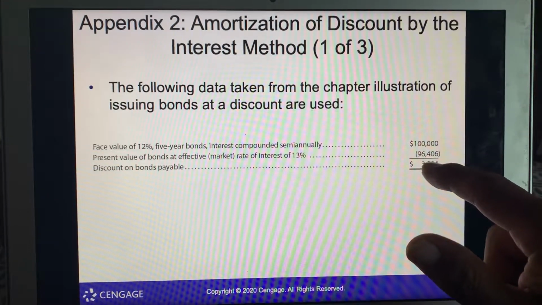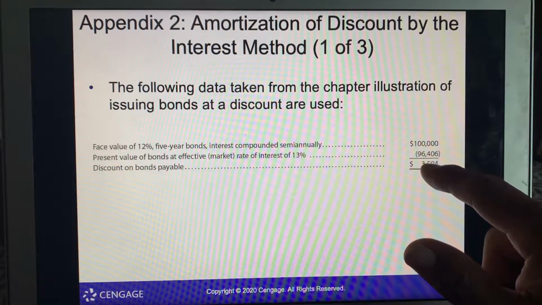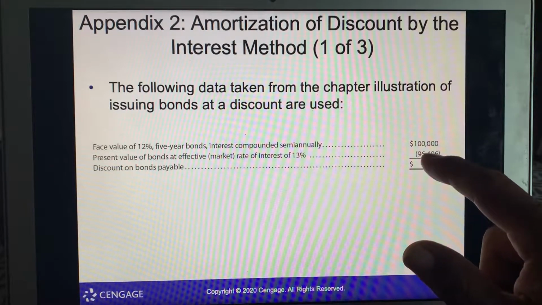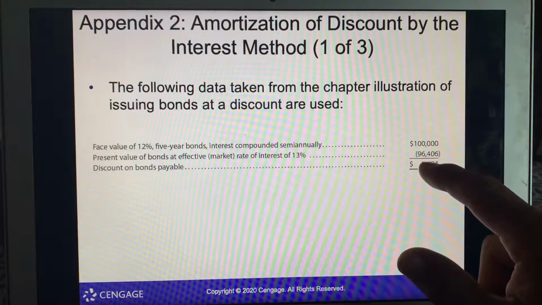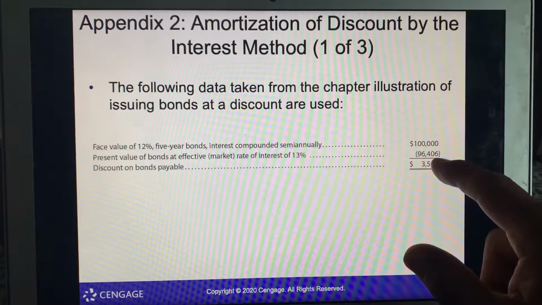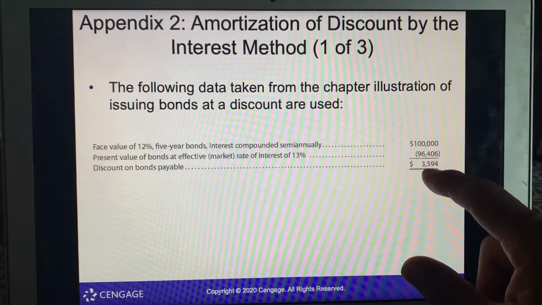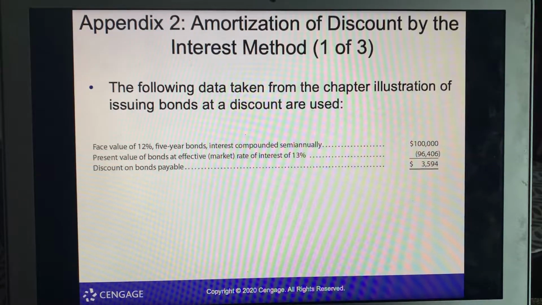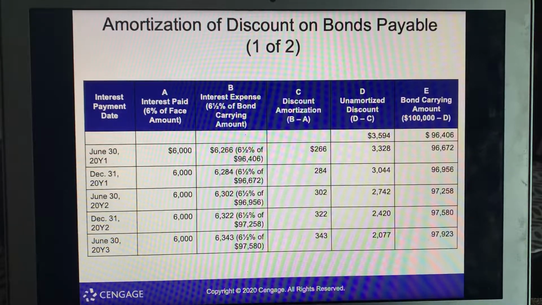The present value at the effective market rate of interest of 13% will be 96,406. So the discount on the bond will be $3,594. Okay, so here's the amortization table.